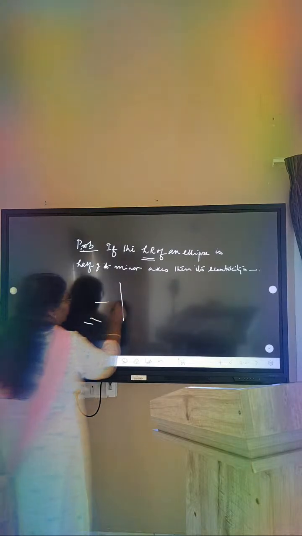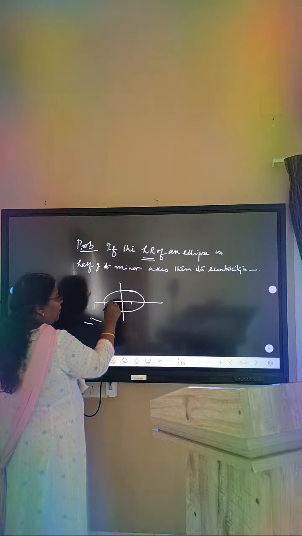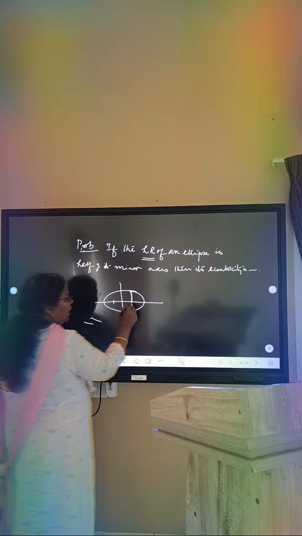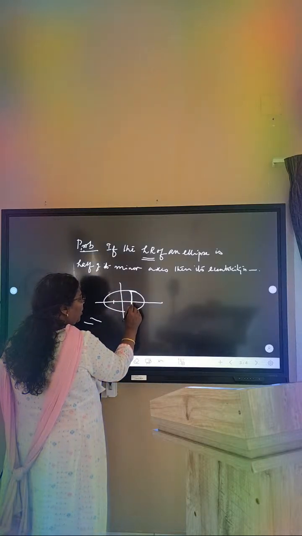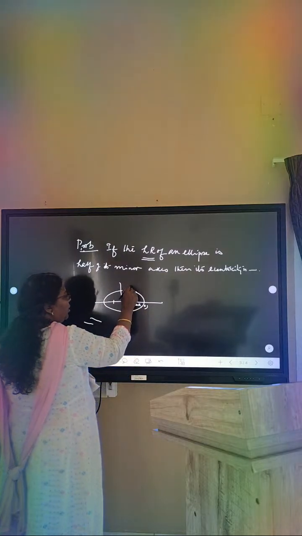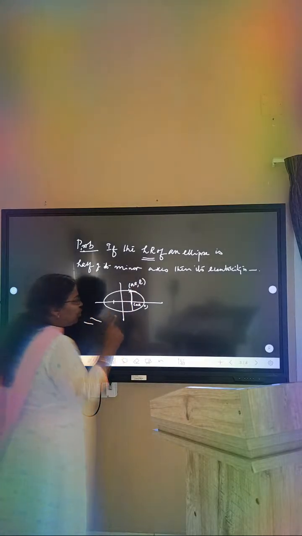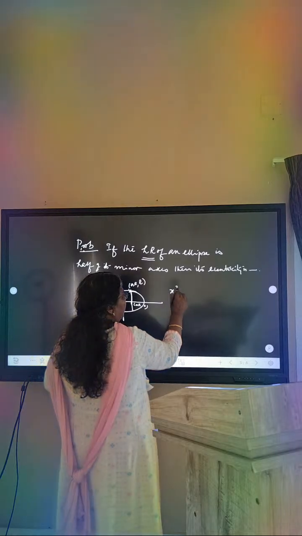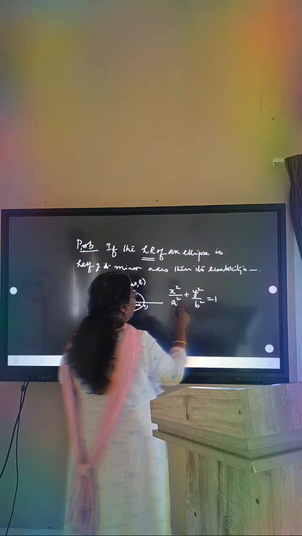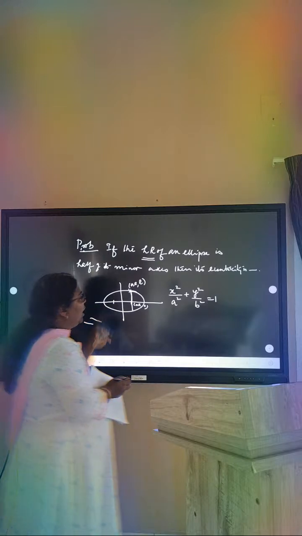For the ellipse, what is the latus rectum? The latus rectum is a line which passes through the focus and meets the ends of the ellipse. The focus has the coordinates (ae, 0). Therefore, let us take any point here as (ae, n). What is the equation of the ellipse? The equation of the ellipse is x squared by a squared plus y squared by b squared is equal to 1. Since (ae, n) is a point on the ellipse, it satisfies the equation of the ellipse.